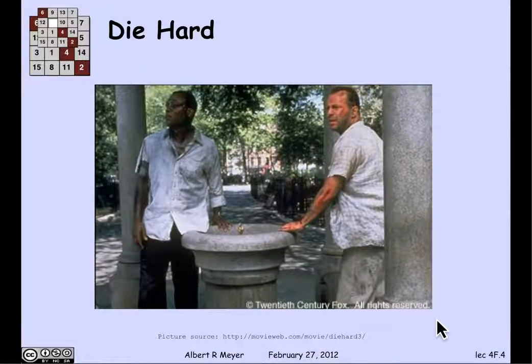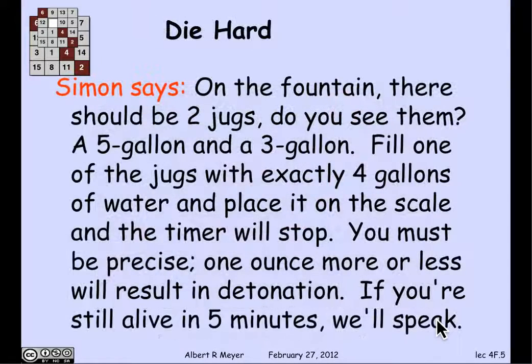So let's look at a fun example from a Die Hard movie. I've forgotten which one it was. But there was one with Bruce Willis and Samuel L. Jackson playing a detective and a friend that he meets who helps him deal with a madman, as is the case in all these movies. This time the madman's name is Simon.